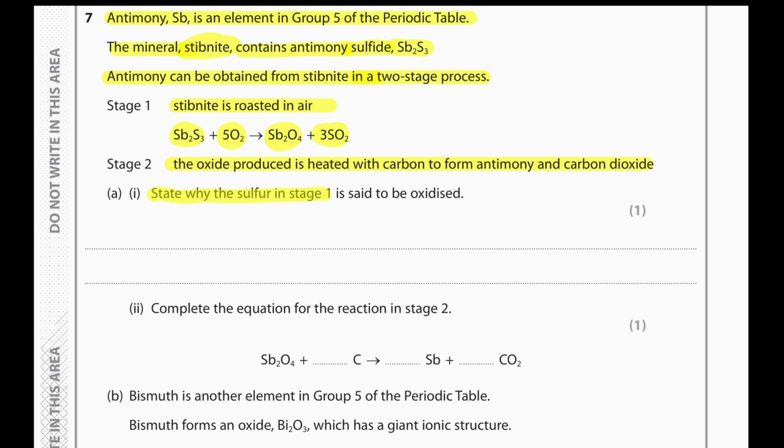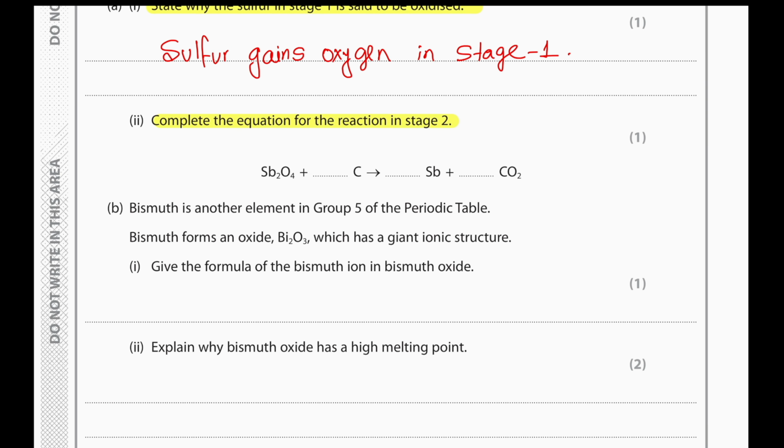State why the sulfur in stage 1 is said to be oxidized. We can see that the sulfur in stage 1 gains oxygen and turns into sulfur dioxide. Gain of oxygen is oxidation. Complete the equation for the reaction in stage 2: Sb2O4 plus C producing Sb and CO2. Since there are 4 oxygen and each carbon dioxide has 2 oxygen, we will require 2 CO2 and we will require 2 carbon. Since there are 2 Sb in every Sb2O4, it will produce 2 Sb.